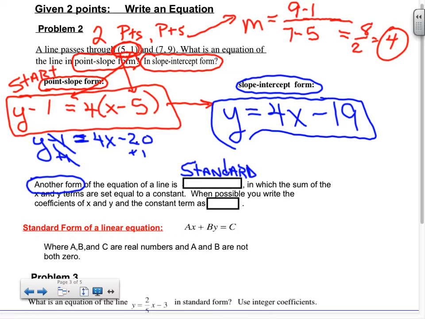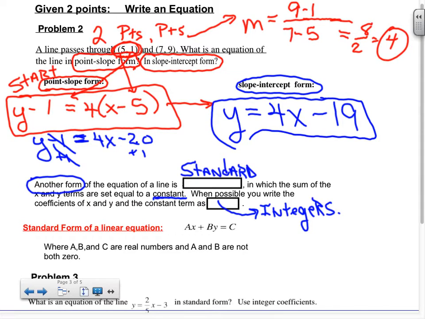So another form of the equation of a line is standard form, in which the sum of the x and y terms are set equal to a constant. Now a constant is just a number like 2, 4, 6, 8. When possible, you write the coefficients of x and y and the constant term as, what? Integers. There you go. So those are the two boxes. Put the names in, standard form and integers.